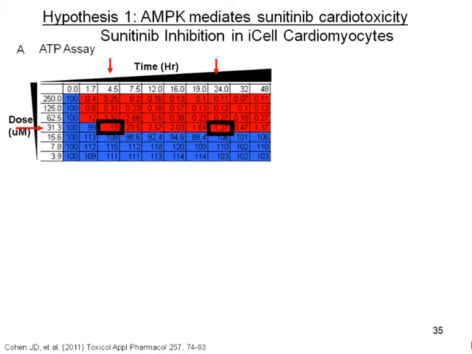First we just wanted to profile Sutent-mediated cardiotoxicity in the iCells. In an ATP depletion assay, over a concentration range of 4 to 250 micromolar and a time course from 0 to 48 hours, we wanted to determine a narrower window to test the cells in further experiments. As early as 4 hours at 31 micromolar, there was an 80% depletion of ATP, and by 24 hours, around 1% of the cells were still alive.